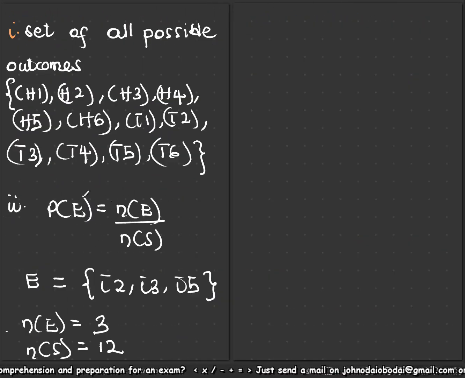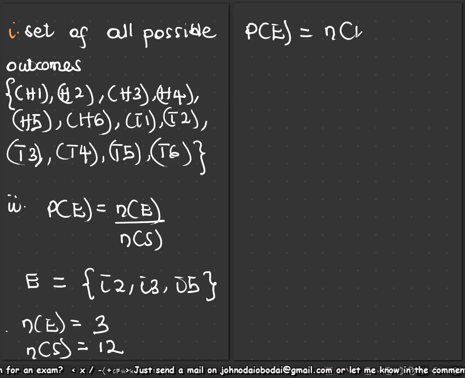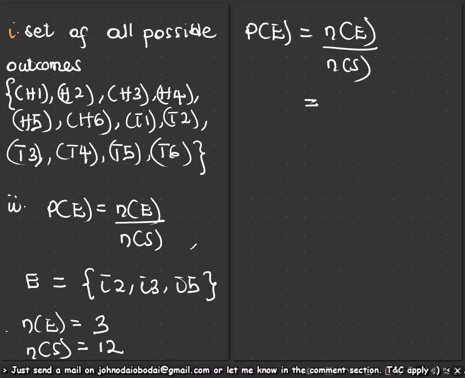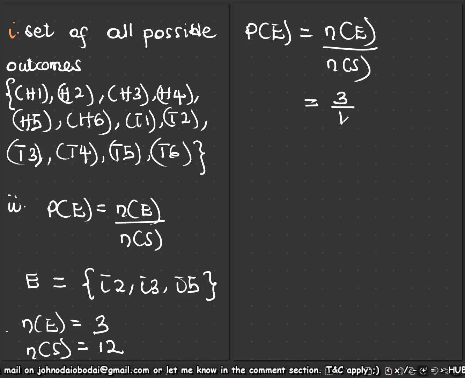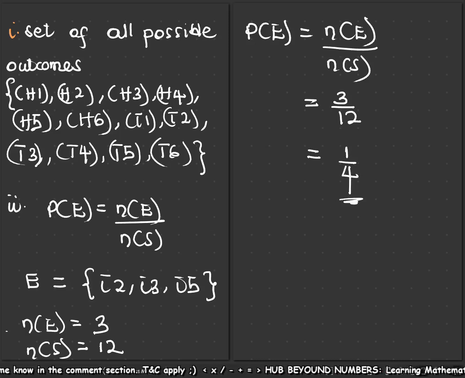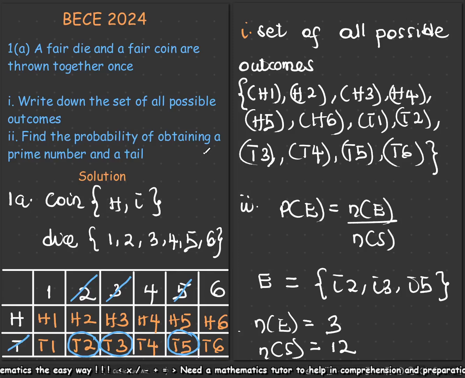We are going to solve the question by substituting into our formula. Probability of an event, once again, is the number of the event all over our sample space. So substituting, we have 3 over 12. And we know 3 over 12 gives us 1 over 4. So the probability of this event, where you obtain a prime number and a tail, is 1 over 4. And that answers our question, right?